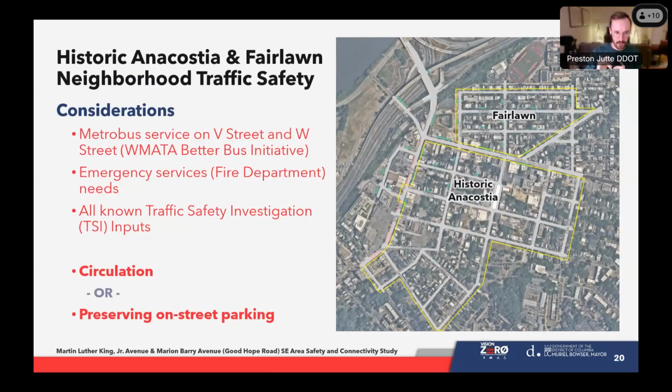And that leaves circulation and parking. Those are the two things that we realized if we want to address these competing considerations, we have to make a choice when it comes to circulation and parking. It really is an either or.